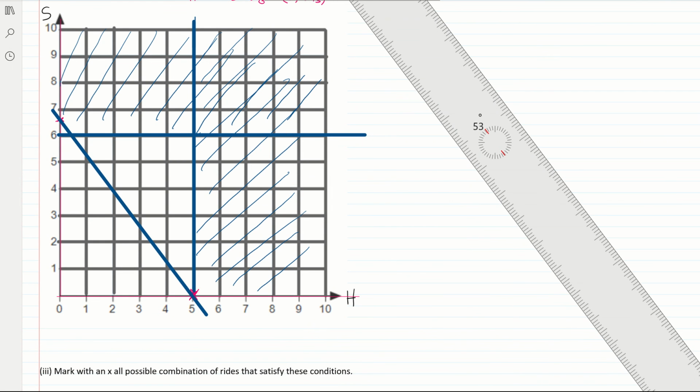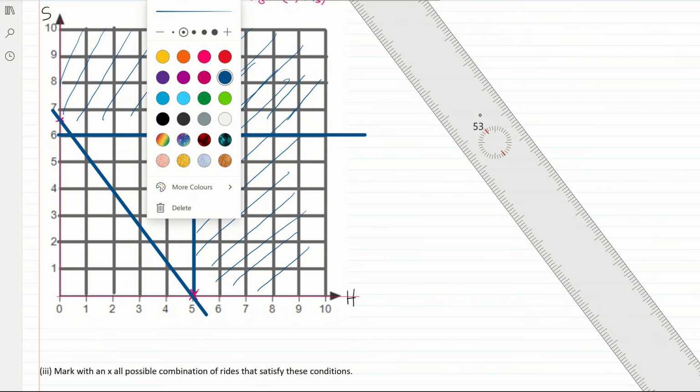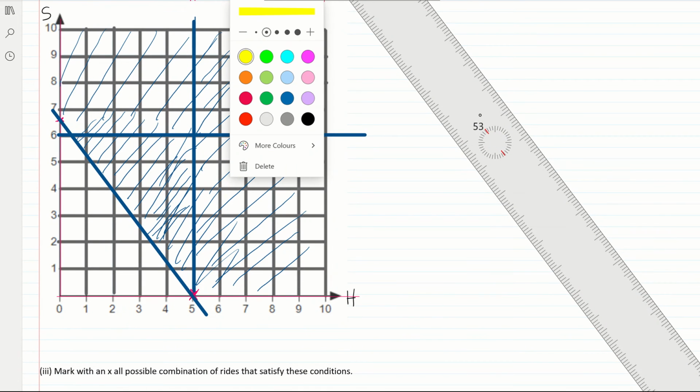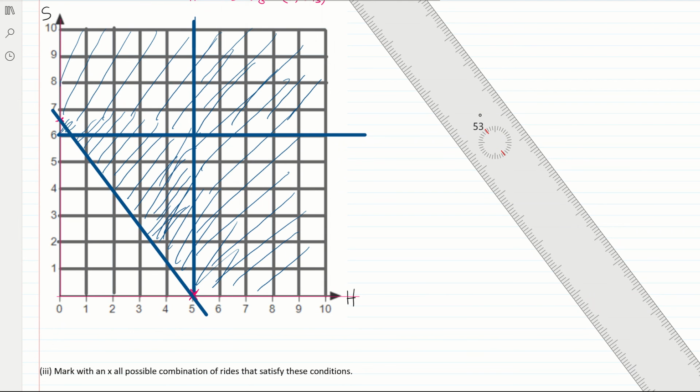There we are. And it is also smaller than, which means I don't want the bit bigger than, so I'm gonna shade that in. The bigger than bit is what I don't want. So it's clear now that the bit I want is this one. All of this is the area I want in yellow.